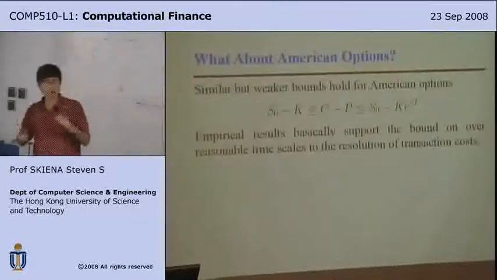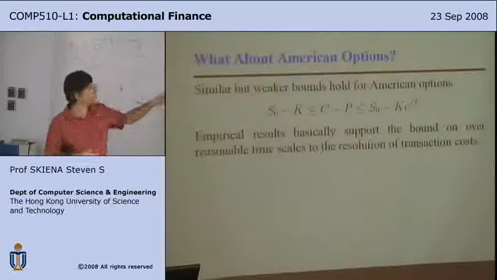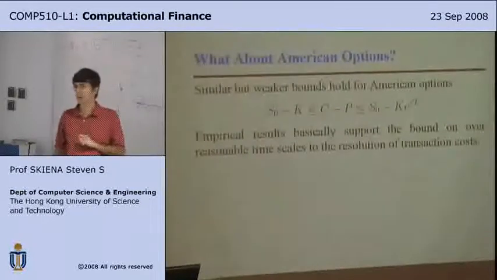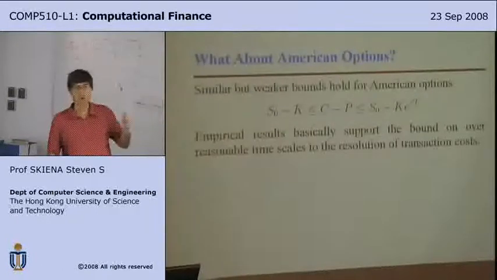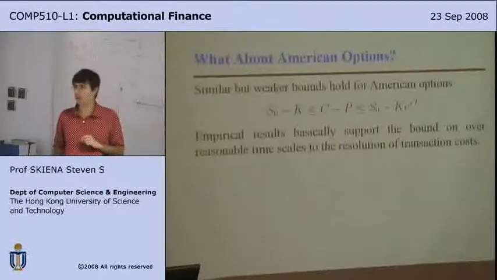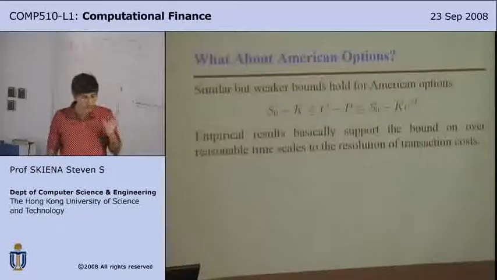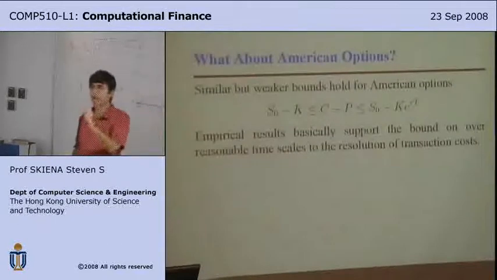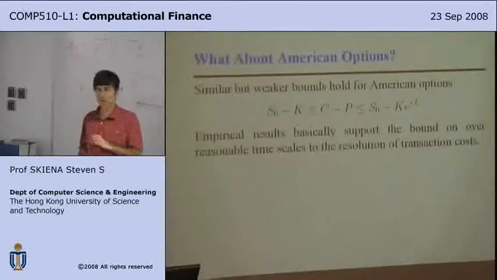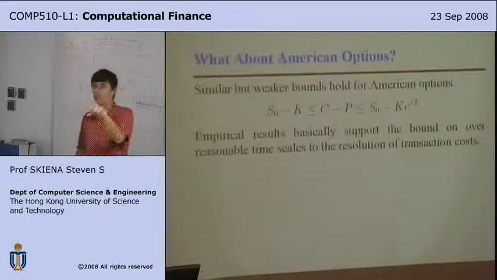American options are harder to reason about, but basically similar bounds hold. The only difference turns out to be whether or not you use the discounted value of the cash or the real value of the cash. Okay? But basically, this put-call parity gives us a way to link the prices of call and put options based on what we actually own. Any questions?